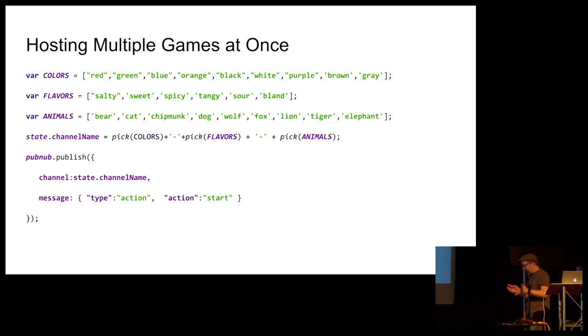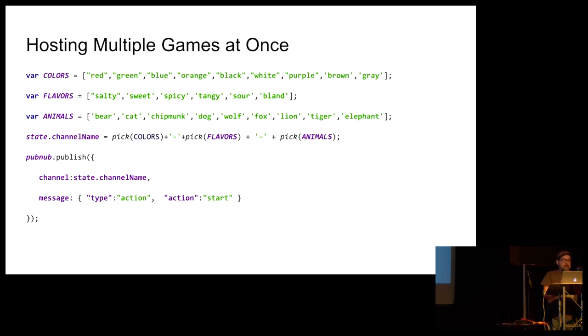And in PubNub terms, channel is the stream that you're sending data along, and anybody can subscribe to that, anybody can publish to it, as long as you have the access keys, which everybody does, and the channel name. So if we want to host multiple games at once, we just need multiple channel names, and that's why we do the random. Once you have a channel name, then you just publish to it. You don't have to set it up, you don't have to log into an admin console to create the channel, just use it and it exists.